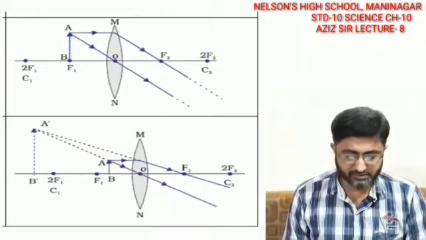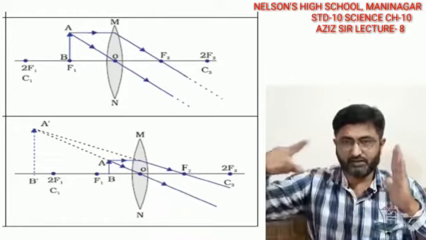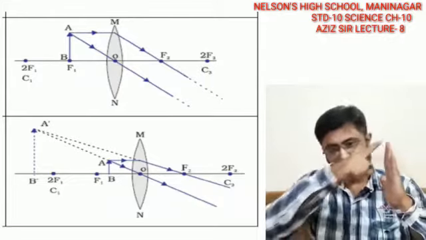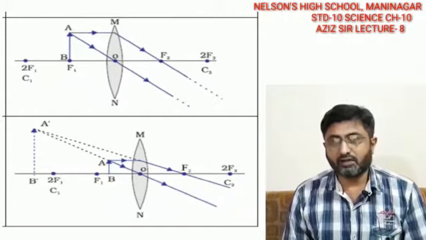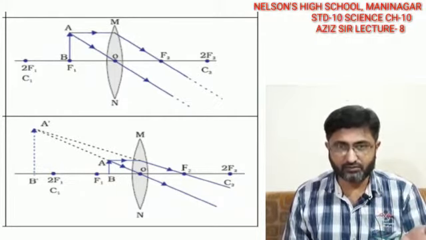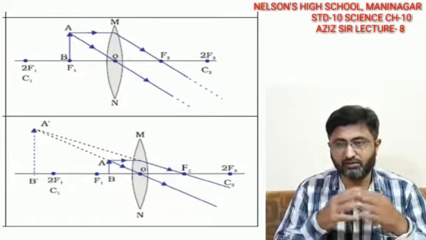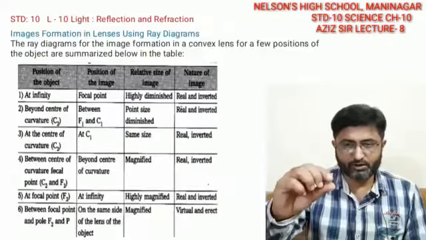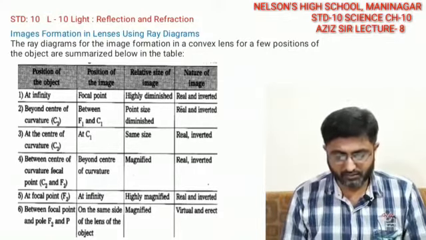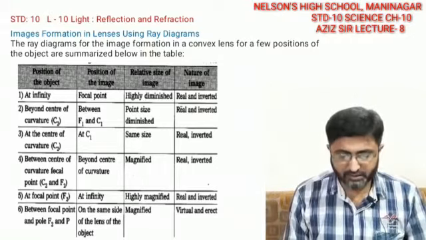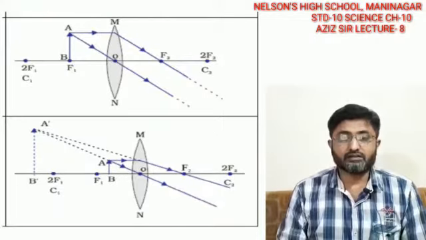Now here the changes start when the object is kept at the focus. When it is kept at the focus, the line which goes here passes through the other focus, and from the pole you see the lines turning parallel. When the lines turn parallel, the image is hardly obtained, because it is highly magnified, since the point-sized thing has been magnified very highly. So it is real, inverted and highly magnified, and the image is obtained at infinity because the rays have turned parallel.